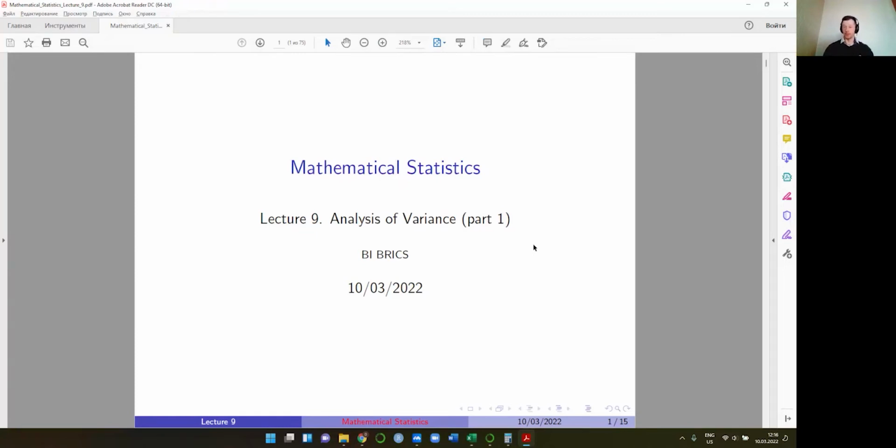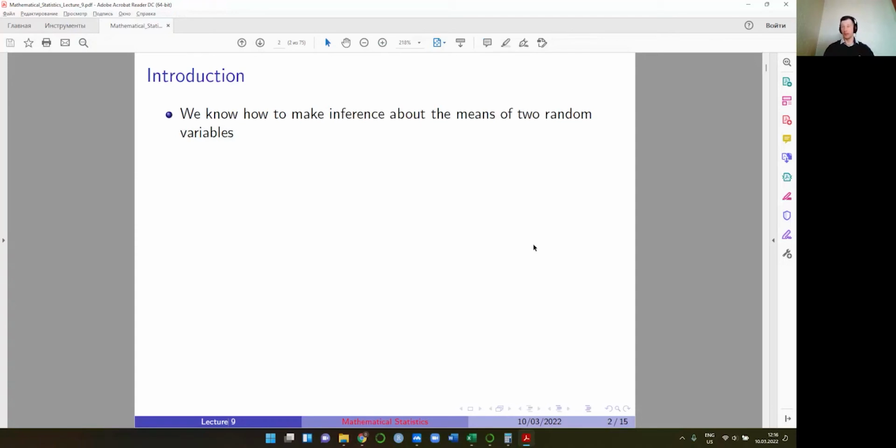The natural question that arises from that topic is the following. Okay, we know how to compare two means. What if we want to compare more? What if we want to compare 3, 4, 5, 6 different means? Is there any particular method that is suitable to do so? And the answer is yes. So that's what we are going to do today.